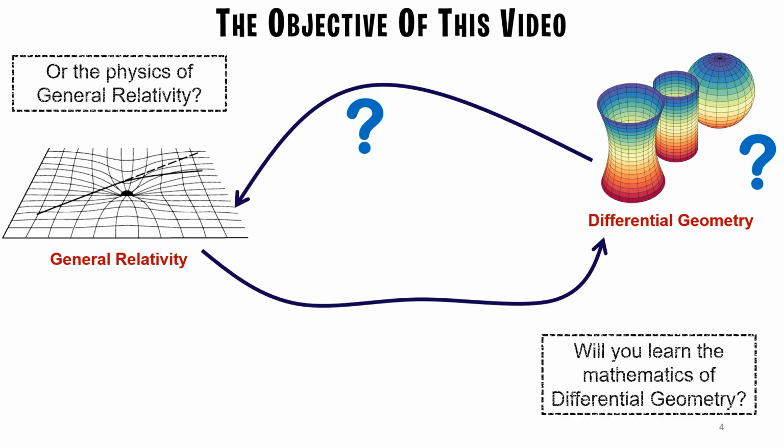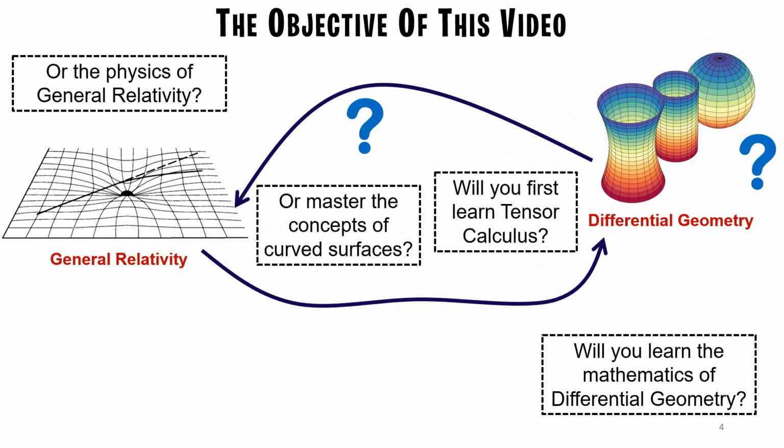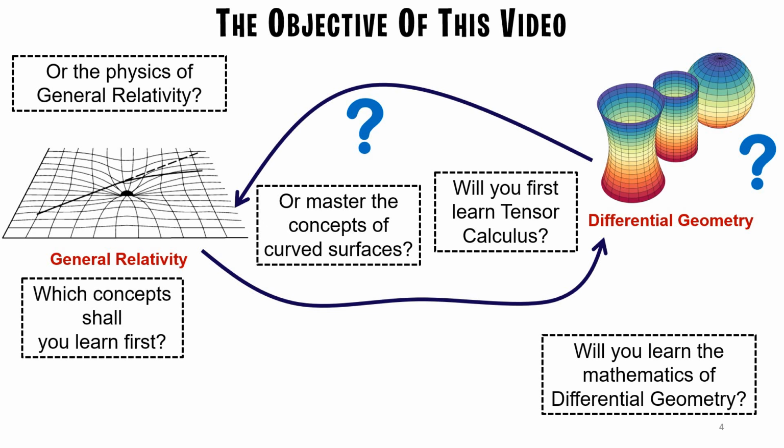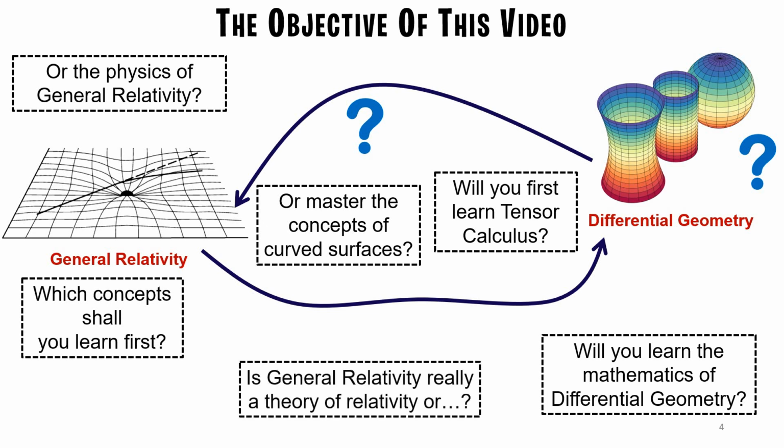That is the question. Shall I learn the mathematics of general relativity, or the differential geometry, or the physics of general relativity? Shall I master the concepts of curved surfaces, or shall I first learn tensor calculus? What are the concepts that I should learn first? And most importantly, is the general theory of relativity really a relativistic theory, or is it something else? These are the questions that you might have, and this video is going to cover a lot of things. Apart from that, these questions will also be answered.